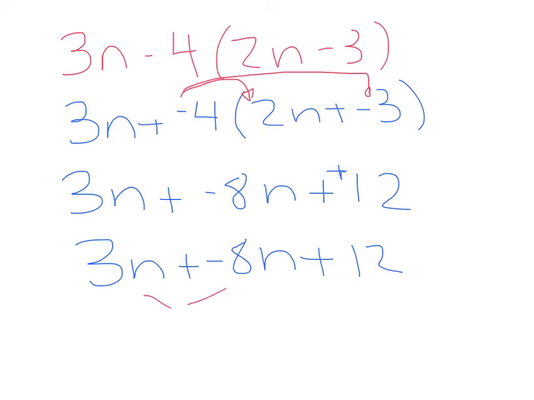So that's positive 3 of them and negative 8 of them. So they're fighting each other, and the negatives are going to win. So you're going to have negative 5n plus 12.